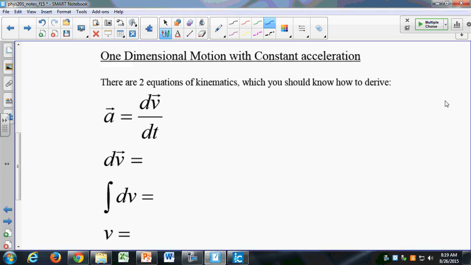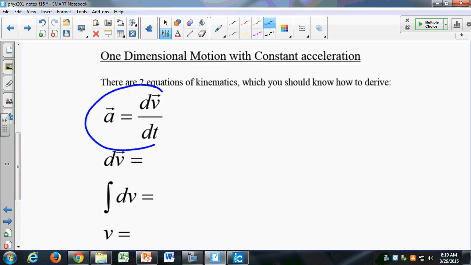Okay, let's look at some kinematics equations. And I want to show you how to derive the kinematics equations. I don't think you know how to derive them, but I'm going to show you how. They're pretty simple derivations. They're based on a couple definitions.